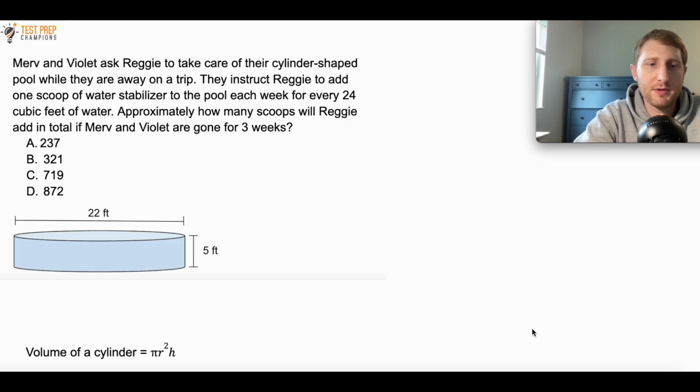Okay, so let's talk about this question here. So the first thing that I'm going to do is use this formula for the volume of a cylinder here.